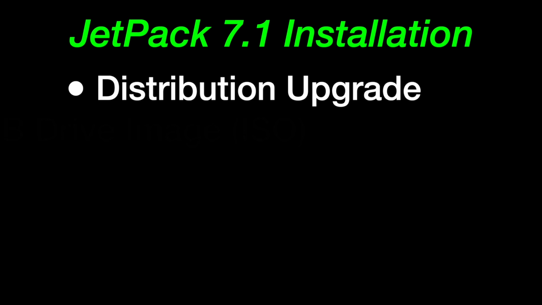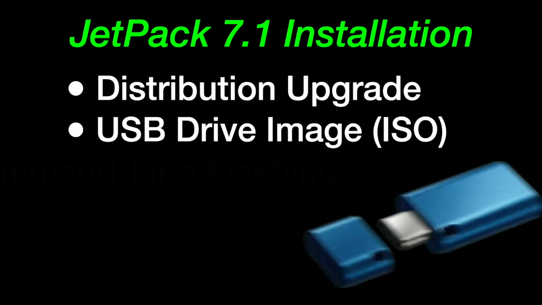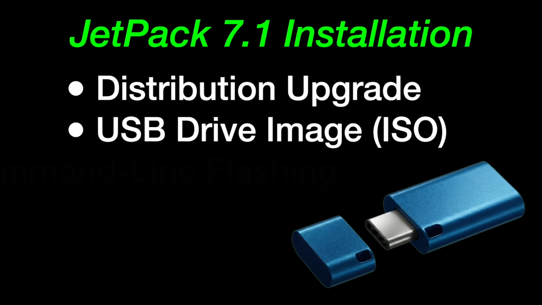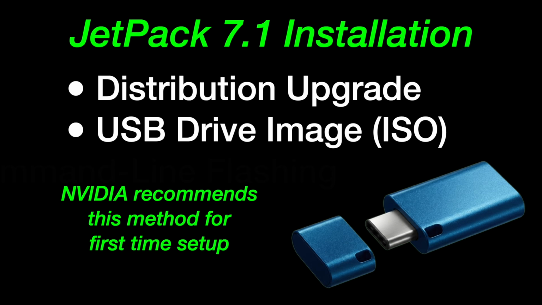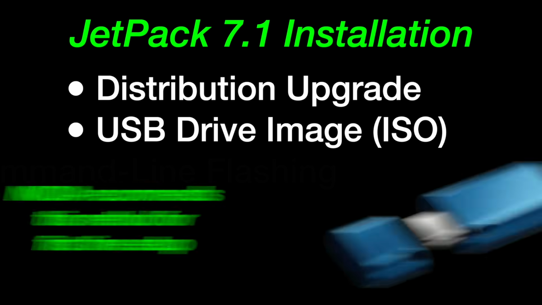It's the path of least resistance. For that fresh start, most people gravitate toward the USB ISO method. You just flash an ISO image to a thumb drive and boot the Thor directly from it. The installer takes it from there, automatically provisioning the software stack onto your internal SSD. It's the recommended path for initial setups because it's fast, about 15 minutes, and it doesn't require a secondary host machine to get the job done.